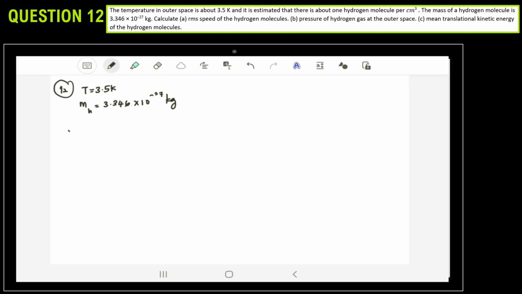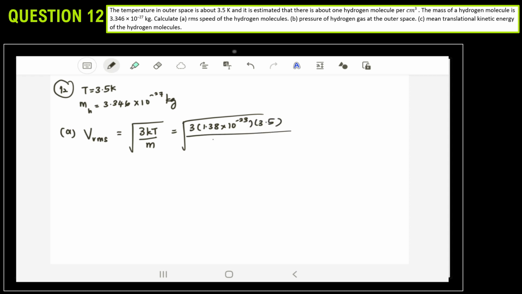As we have VRMS is equal to, we have temperature and mass, square root of 3kT over mass. This one we can straightly calculate: 3, 1.38 times 10 power of negative 23, 3.5, and the mass is 3.346 times 10 power negative 27. And the answer is 208.1 meter per second.